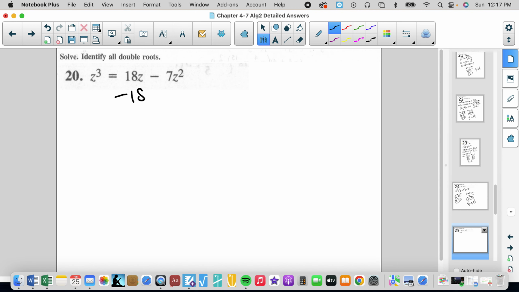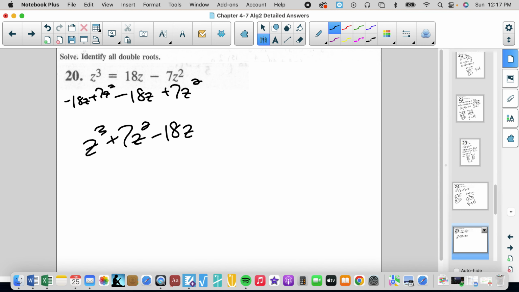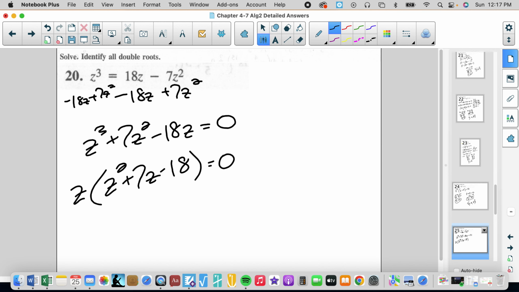Let's move the 18z over. Let's move the 7z squared over. Minus 18z plus 7z squared. We get z cubed plus 7z squared minus 18z equals 0. We can't take anything but a z out. Z squared plus 7z minus 18 equals 0.